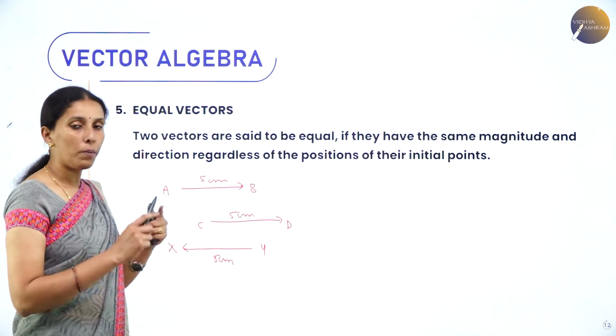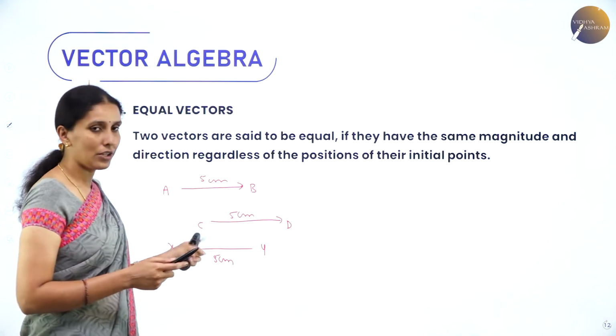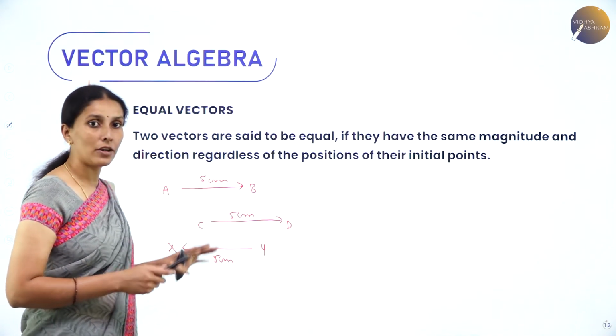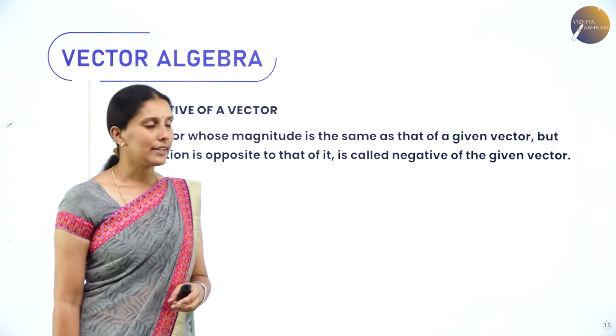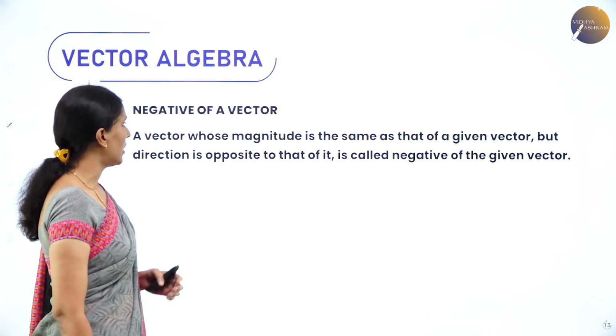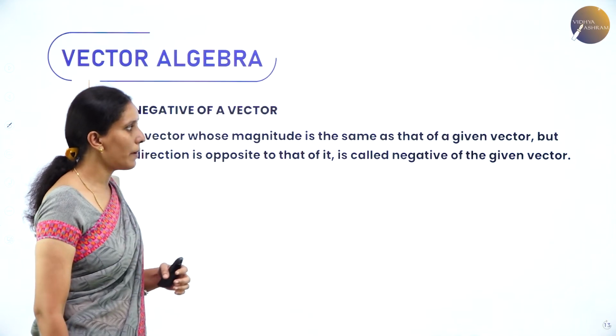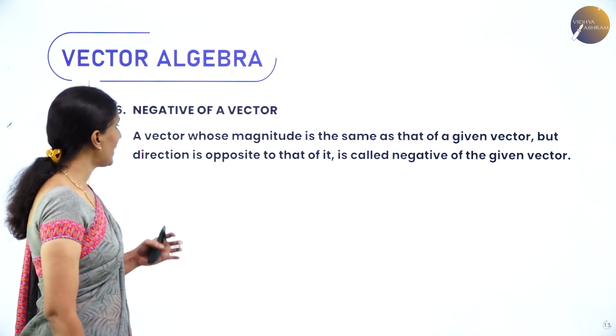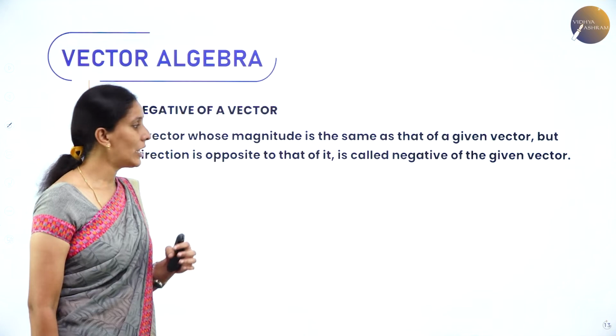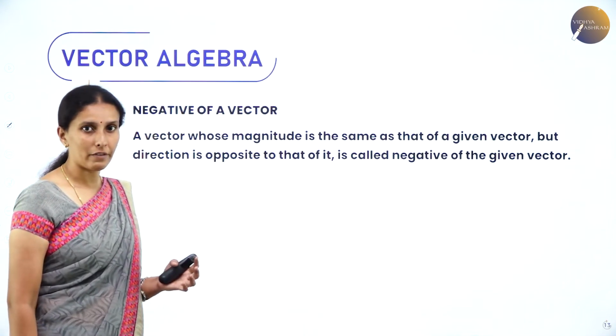They may take opposite directions with different initial points, but their magnitude must be the same. Next is the negative of a vector. A vector whose magnitude is the same as that of a given vector, but whose direction is opposite to it, is called the negative of the given vector.